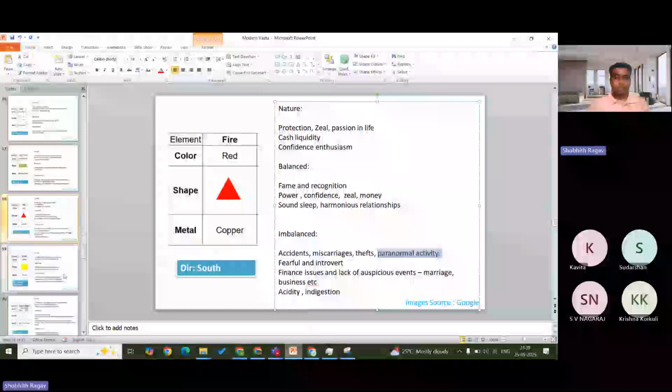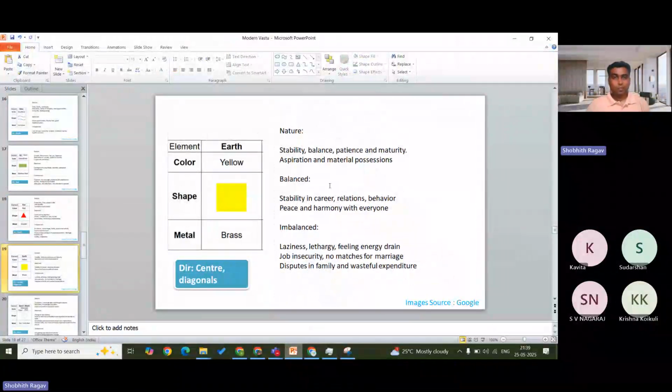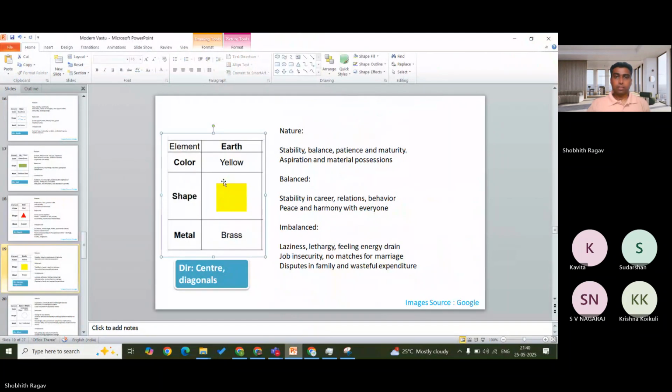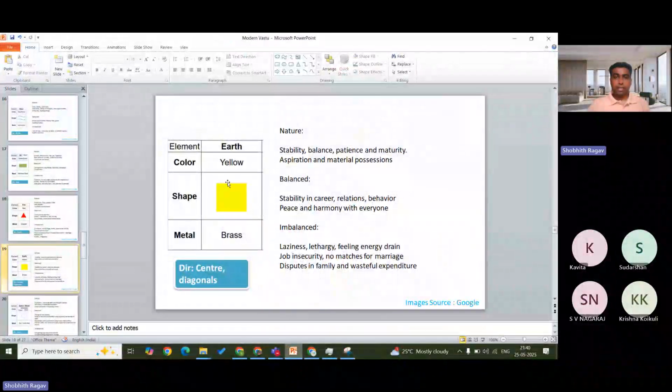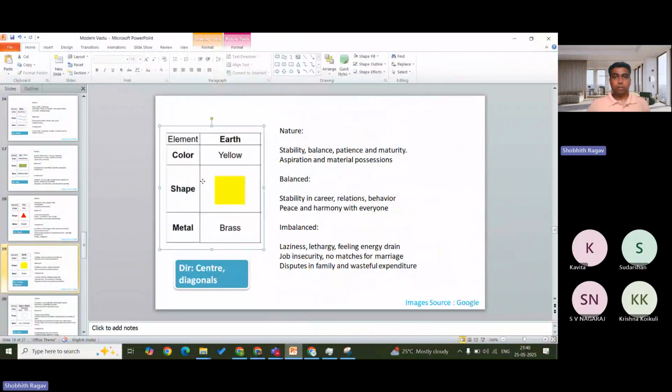Then we will go to earth element. So earth element, we depict with yellow color and the shape is square. So there in the air element, we had rectangle. Here it is. And the metal is brass. So you would have seen a lot of brass artifacts they use, right? So wherever brass elements are used, it is all earth element.